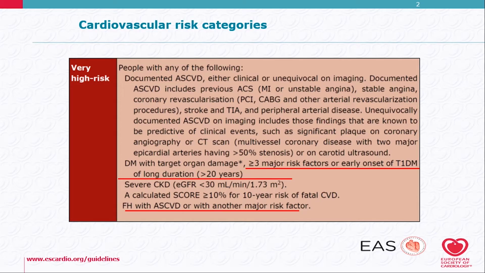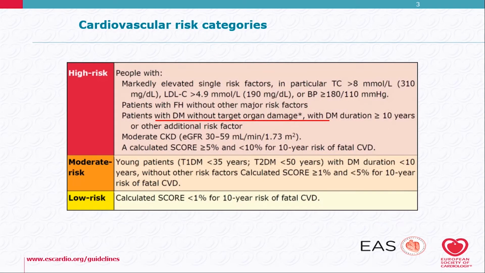There has been a slight change: diabetes with target organ damage, and in addition, more than 3 major risk factors or early onset type 1 diabetes of duration more than 20 years is now considered very high risk. Also, familial hypercholesterolemia with atherosclerosis or with another major risk factor is also very high risk. As for high risk, it's quite similar to the previous guidelines.